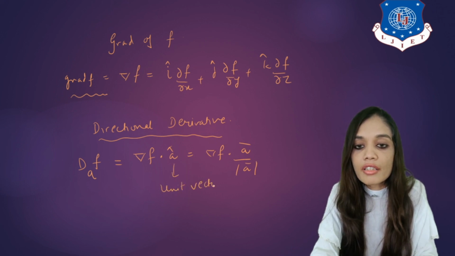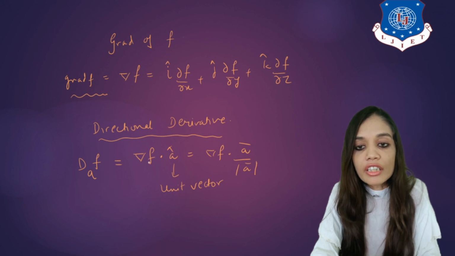What is it known as? Unit vector. So in these two, first you have to find the gradient, then put the point P and do the dot product with a cap. So you will get the answer of your directional derivative.